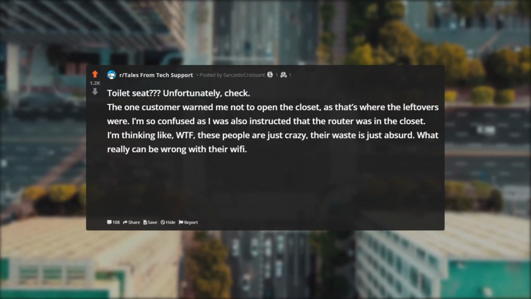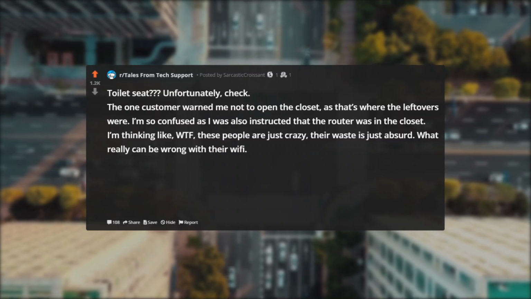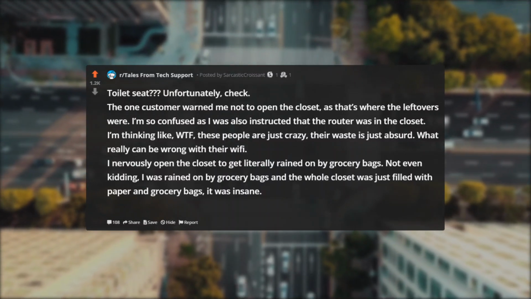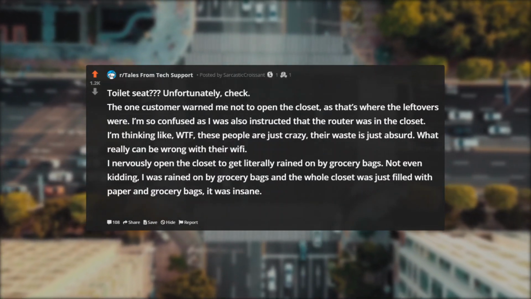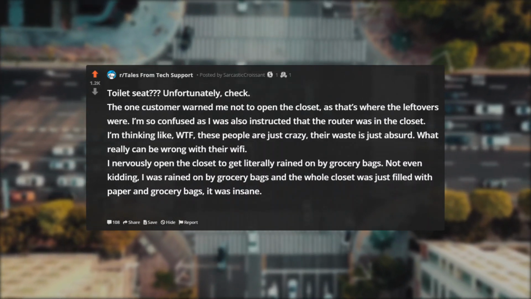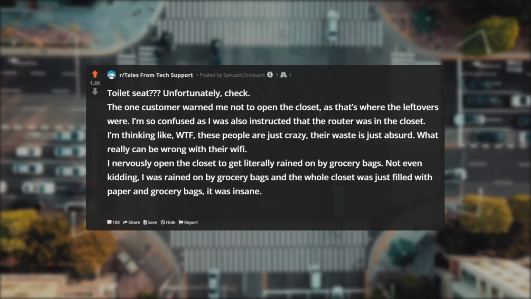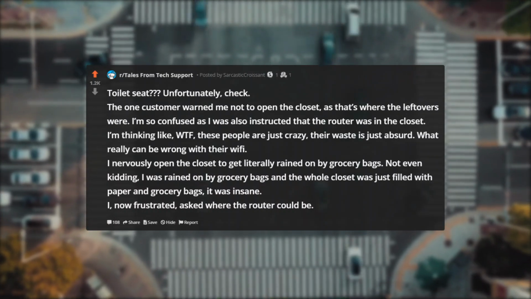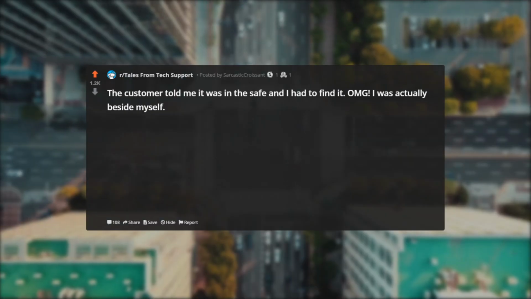I'm thinking like, WTF, these people are just crazy, their waste is just absurd. What really can be wrong with their Wi-Fi? I nervously opened the closet to get literally rained on by grocery bags. Not even kidding, I was rained on by grocery bags and the whole closet was just filled with paper grocery bags. It was insane. I, now frustrated, asked where the router could be. The customer told me it was in the safe and I had to find it.